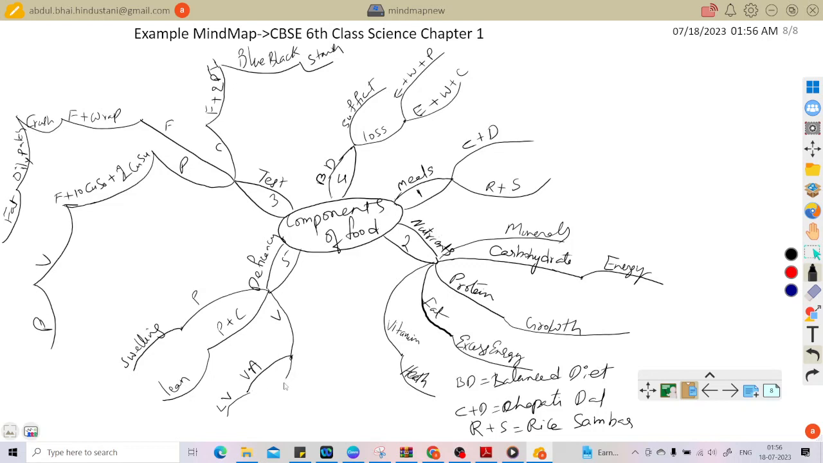And likewise, we have vitamin B1 deficiency. What is the disease we call with the deficiency of B1? We call it beriberi, right? Beriberi. And likewise, we have vitamin C deficiency. What do you call? So we get a disease called scurvy.